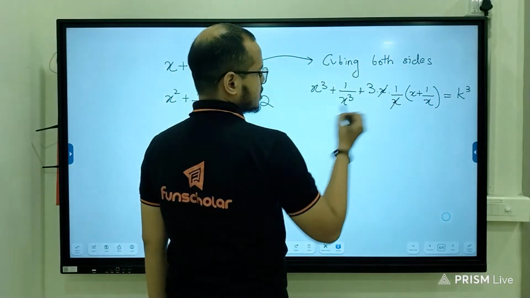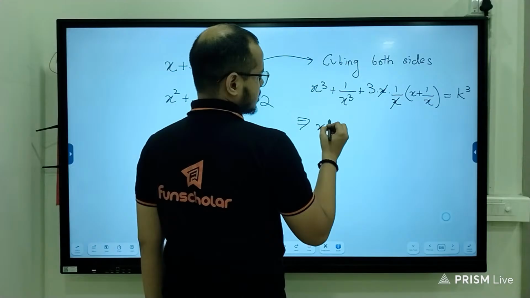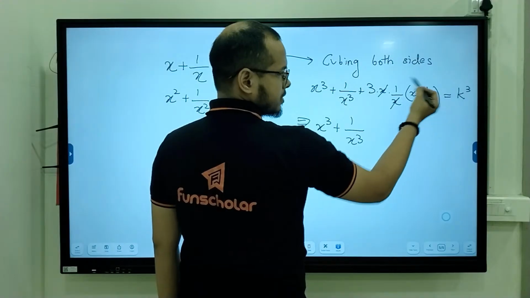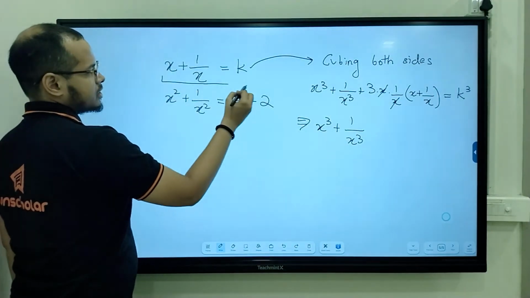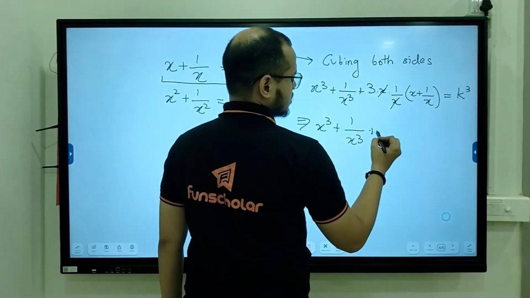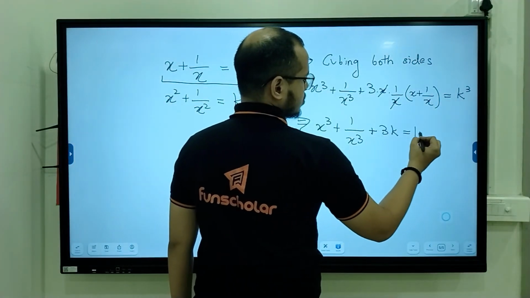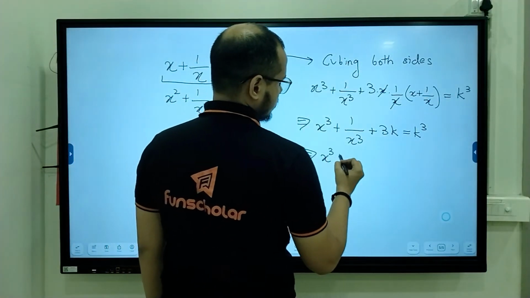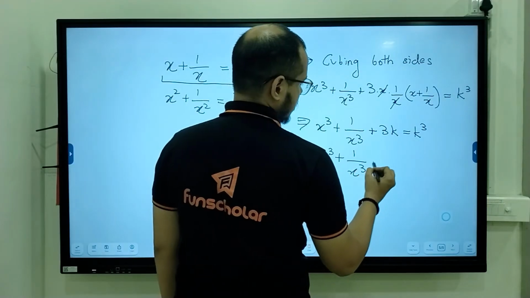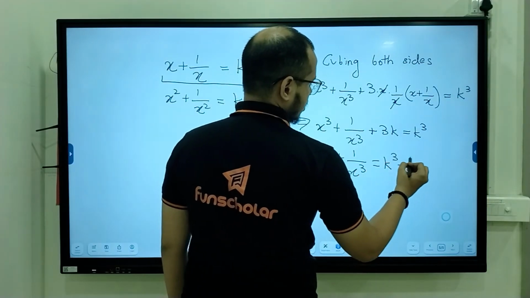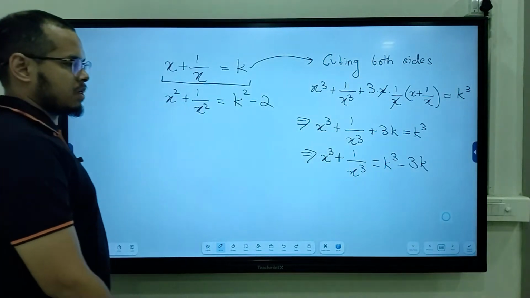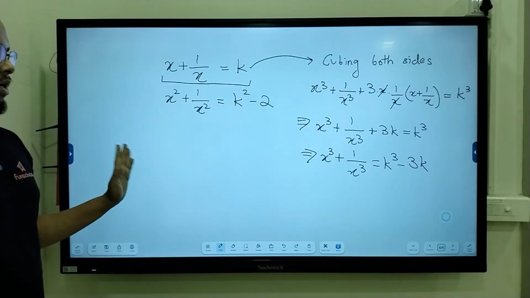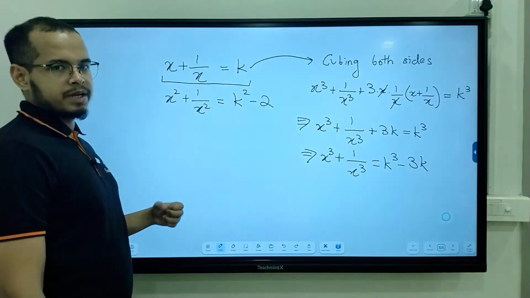So this and this get cancelled out. Second step is x cube plus 1 by x cube. This x plus 1 by x is nothing but k, as it is written here, right? So plus 3k is equal to k cube. So x cube plus 1 by x cube is equal to k cube minus 3k. This is how these two formulas are very important. Now these are all the formulas that we have found, the basics.